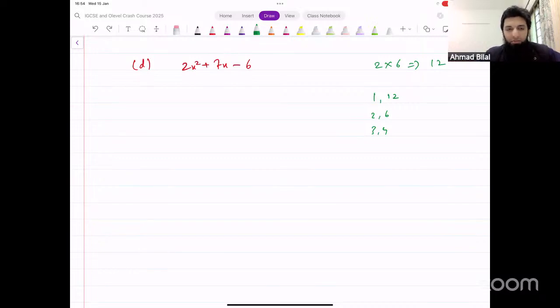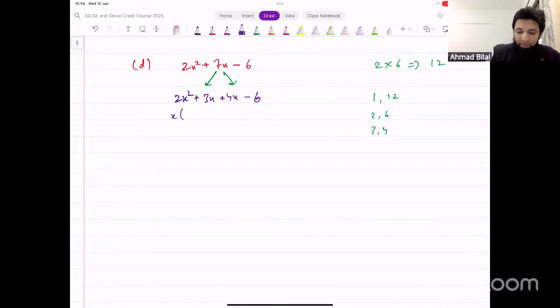Now, a very common mistake that might happen could be that you break it down like this, since 3 and 4, when added together, give us 7. You might think that it becomes 2x squared plus 3x plus 4x minus 6. But in this case, this is not going to work. And you can realize that in the very next step, because when you take x common, that leaves you with 2x plus 3 from the first two terms. And from the third and fourth terms, when you take 2 common, what are you left with inside?